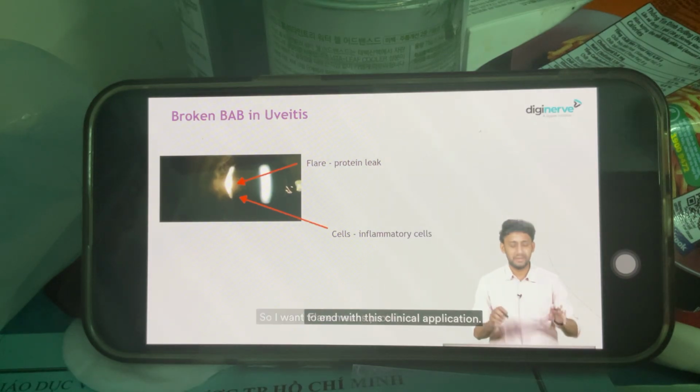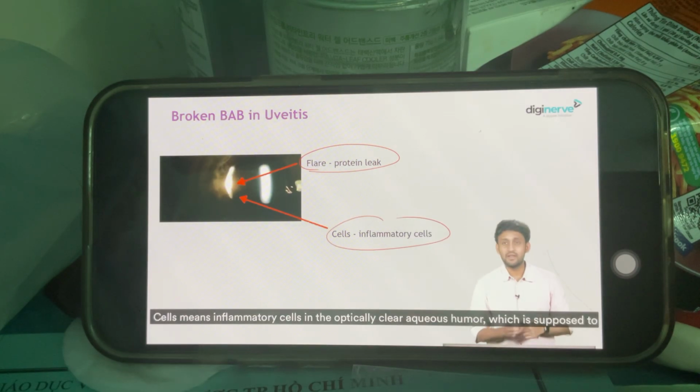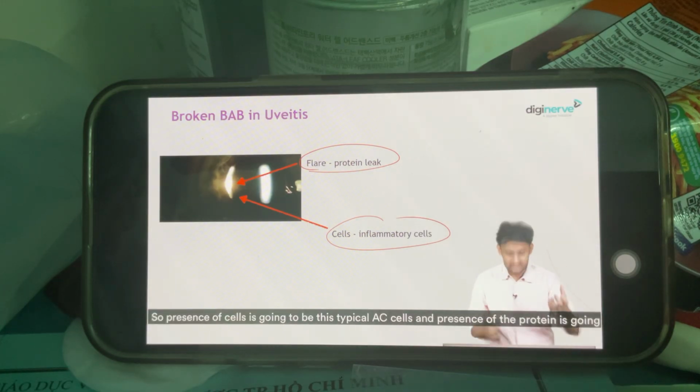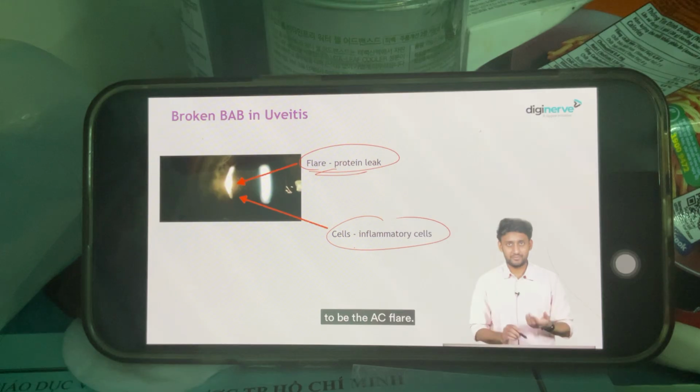So I want to end with this clinical application. Flare means protein leak. Cells means inflammatory cells in the optically clear aqueous humor, which is supposed to be clear. But because of any pathology, the patient can have a very dirty aqueous mixed with cells as well as protein. So presence of cells is the typical AC cells, and presence of the protein is the AC flare. Okay, so very important exam question.